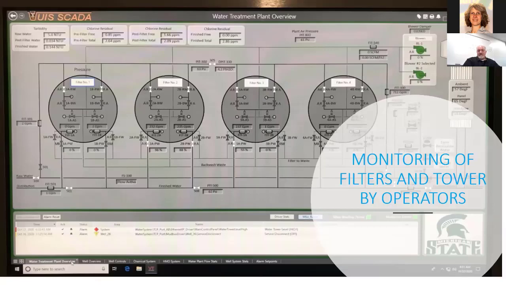This is a screenshot of our SCADA, one of the screens where we're able to make changes in the SCADA system to bring filters on or offline, control backwash, and monitor chemical application and flow through the plant, along with water height in the tower.